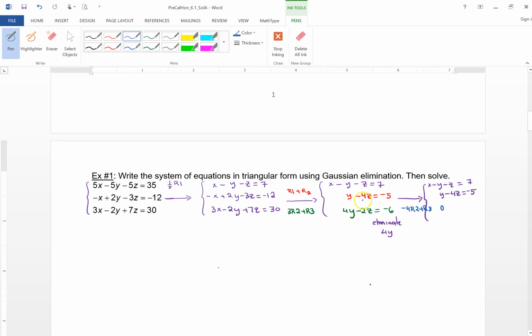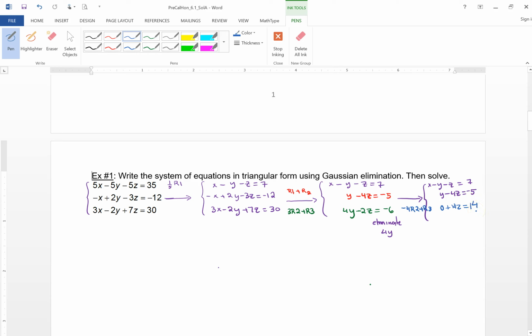Negative 4 times this is 16z plus negative 2z is 14z equals negative 20 minus 6 is negative 26. Is that right? Isn't it 16? It's negative 4 times negative 5. Oh, yes. So it's positive 16, and positive 14. So 14z.